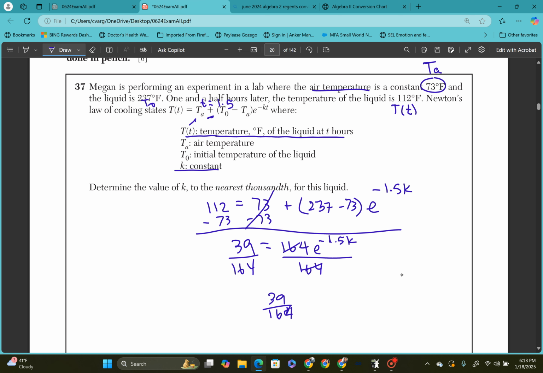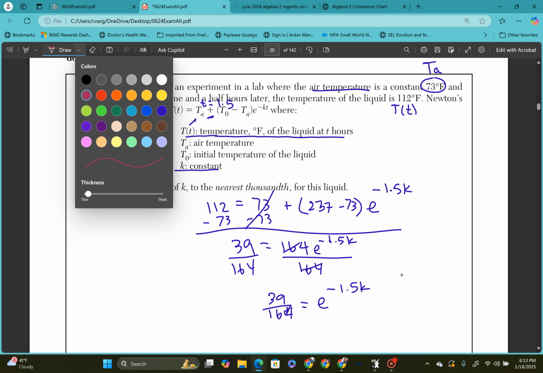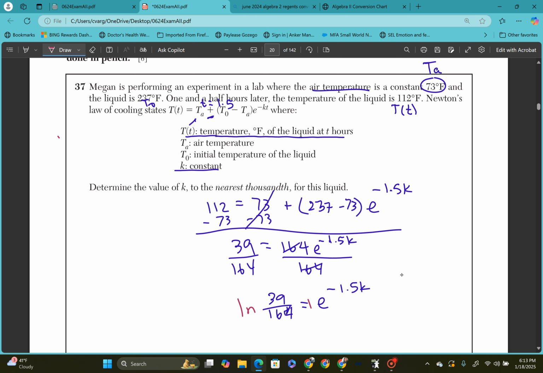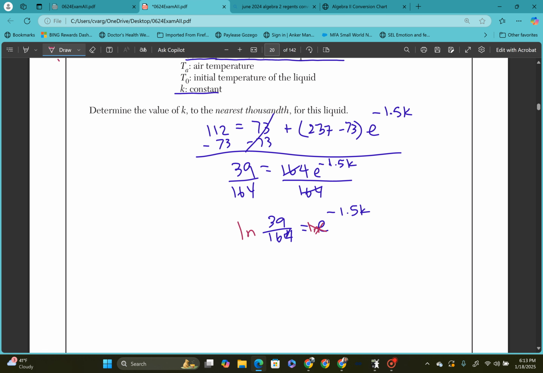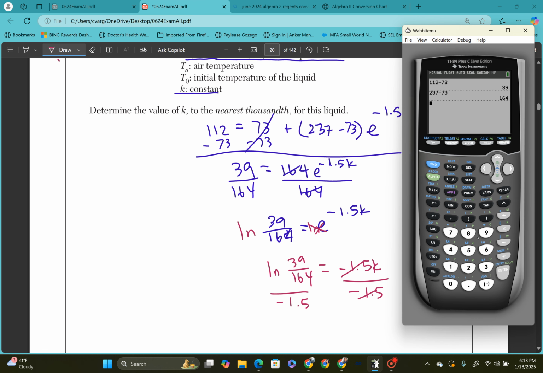That is equal to e to the negative 1.5k. I know I can get rid of my e by doing ln on both sides. Cancels out. So now I have ln of 39 over 164 is equal to negative 1.5k. To get the k by itself, divide both sides by negative 1.5. And this is something I can put into my calculator. So just like before, right? Alpha y equals option number 1. You can do ln.